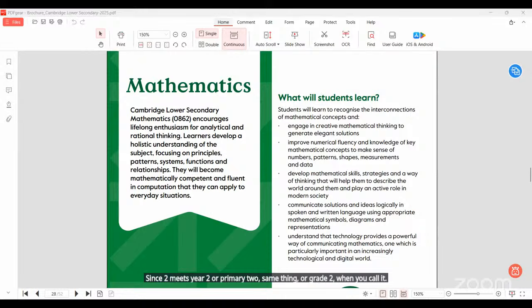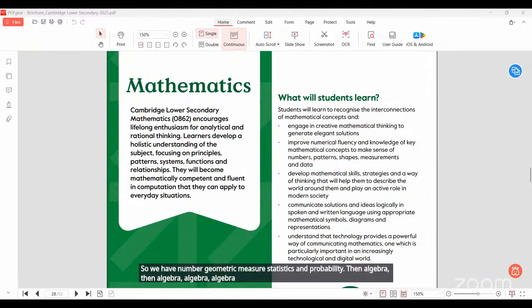But we use only 2 nomenclatures under the British curriculum. You use stage 1 for your classes, or you use year 1, 2, 3, 4, 5, 7, 8, 9, year 10, year 11. We use stage 1, stage 2, stage 3, stage 4. Those are the standard use for it. So we have number, geometry and measure, statistics and probability, then algebra, and then thinking and working mathematically. And the sixth one is one I can't remember very well. Okay, so this is the brochure for it.